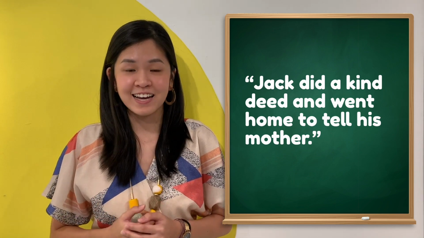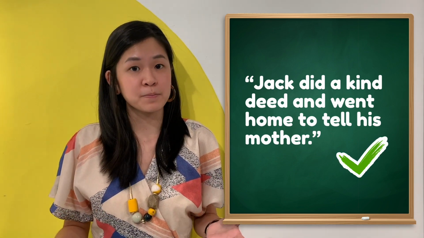A kind deed. Aha! I spotted the word "a", so I can only write about one kind deed. I am going to write about Jack, who saw this old man, who did a kind deed, and Jack went home to tell his mother. Does that plot really answer the topic? It sounds more like Jack witnessing a kind deed. Wouldn't it be better if I wrote that Jack did a kind deed and went home to tell his mother?